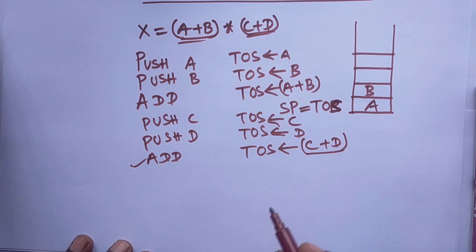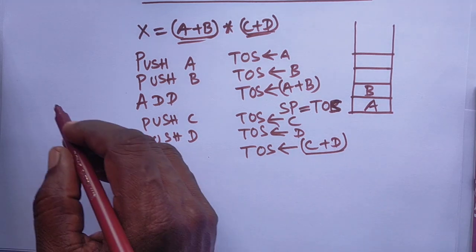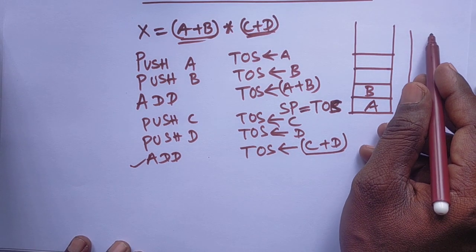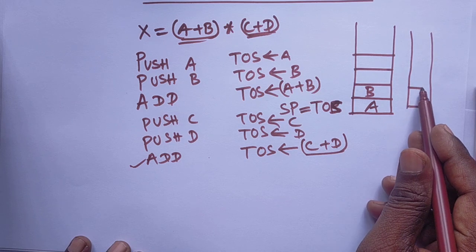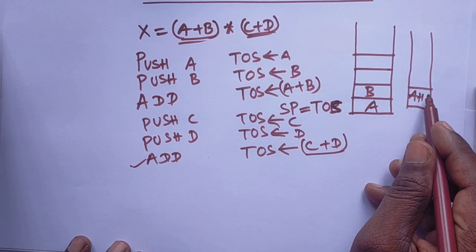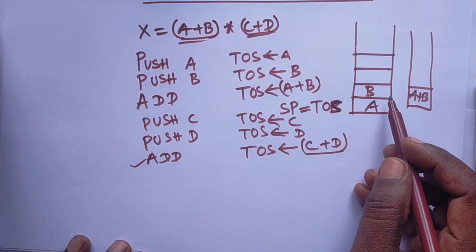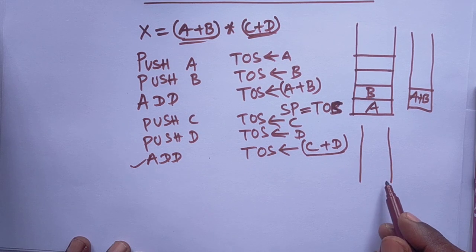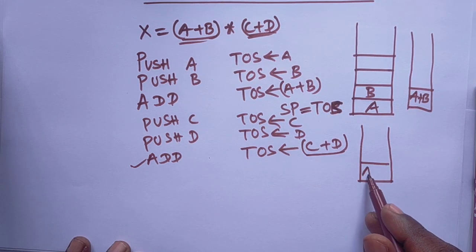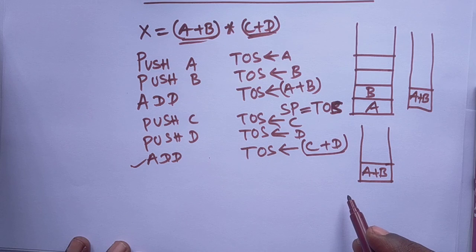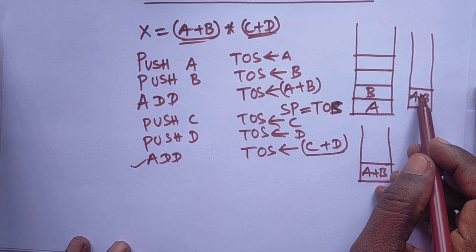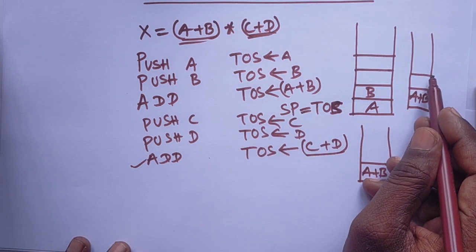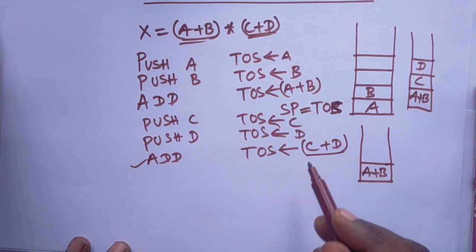Next, what happens? I will show you how this data is stored. First of all, whenever the add operation comes, the top two data are added and a plus b is stored here. Again, down here this data is a plus b. After that a plus b, then c is coming, then d is coming.